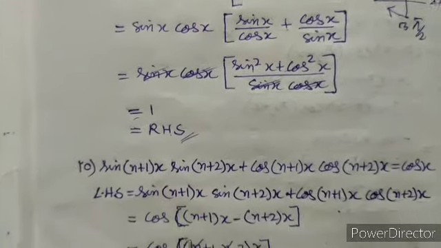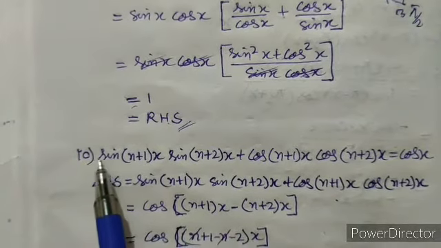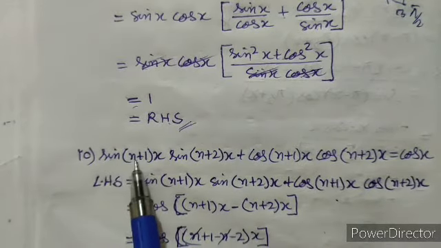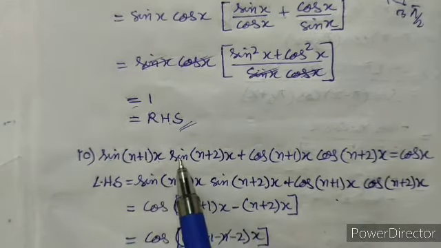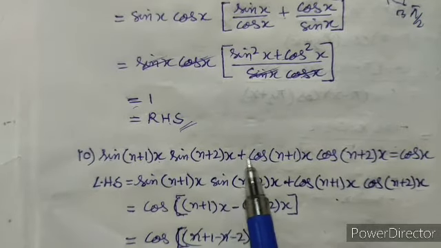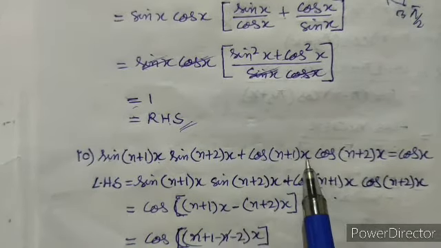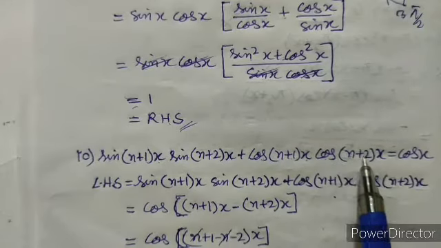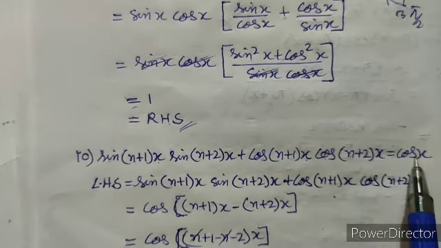Now in question number 10, we have to prove sin(n + 1)x into sin(n + 2)x + cos(n + 1)x into cos(n + 2)x is equal to cos x.